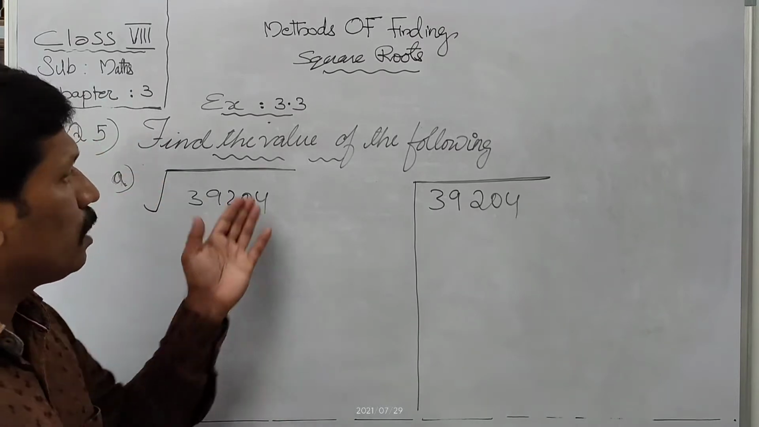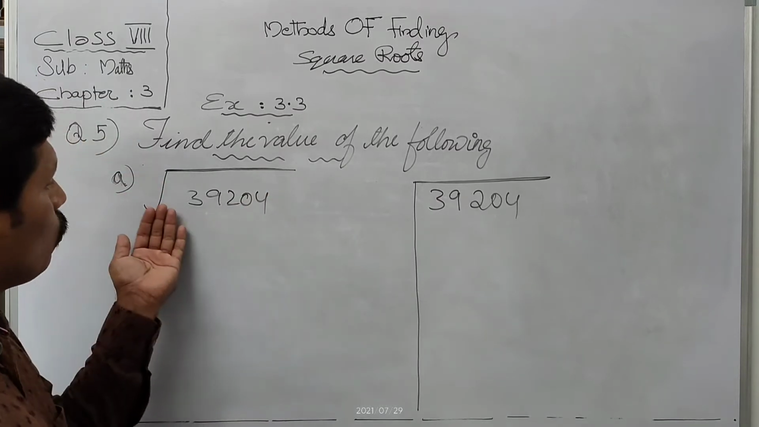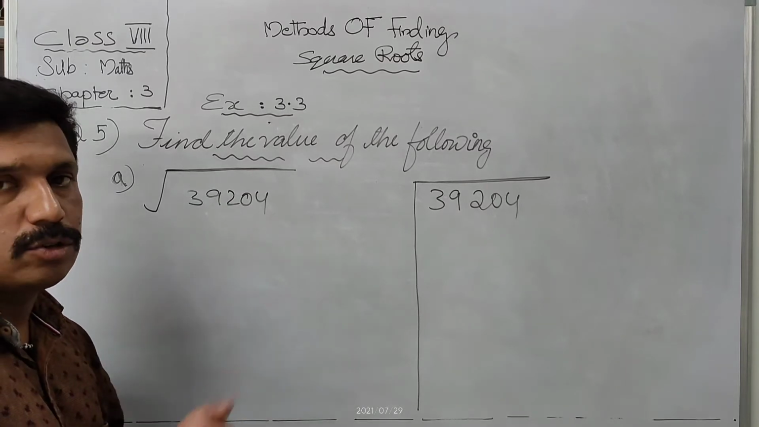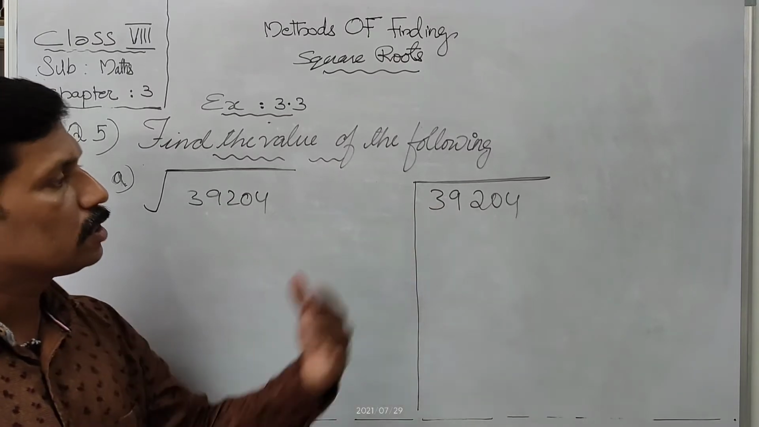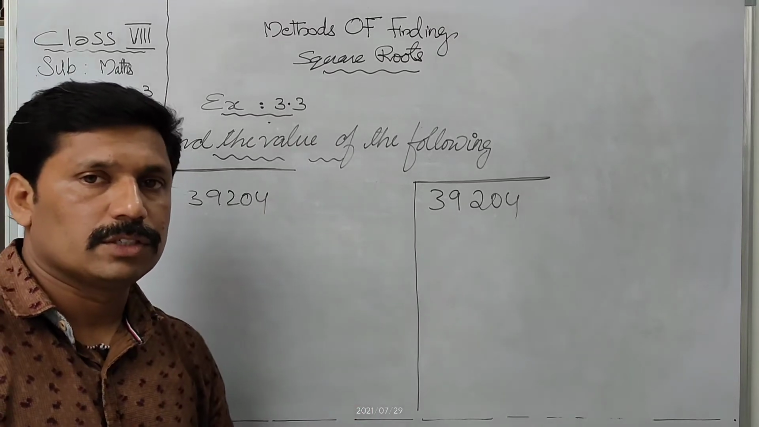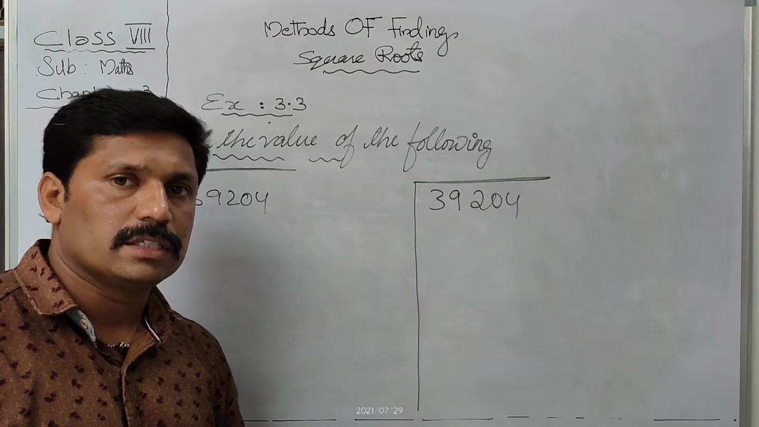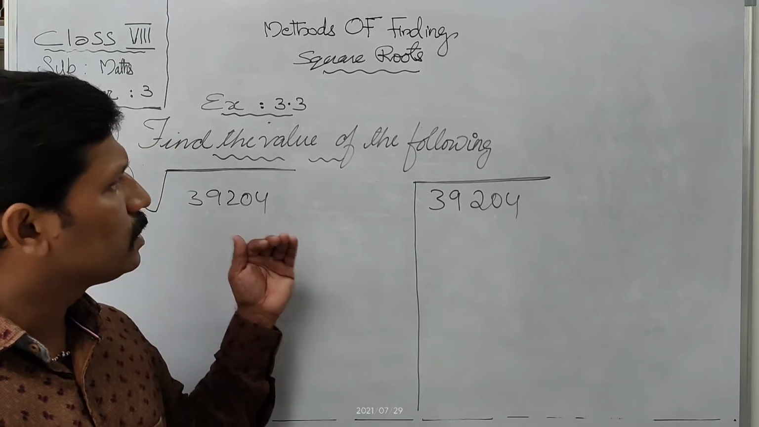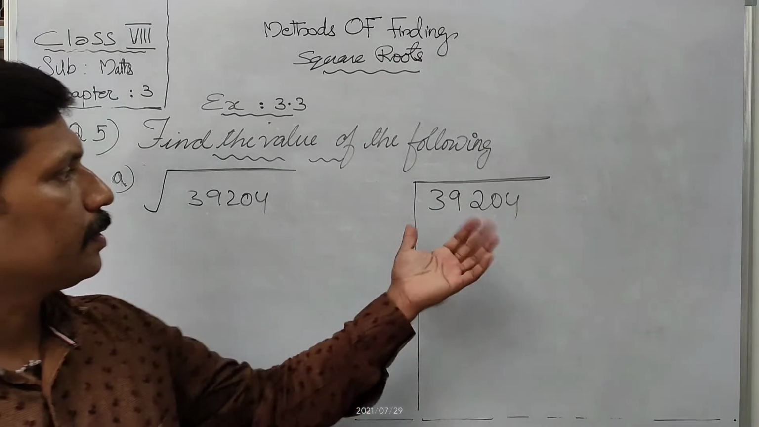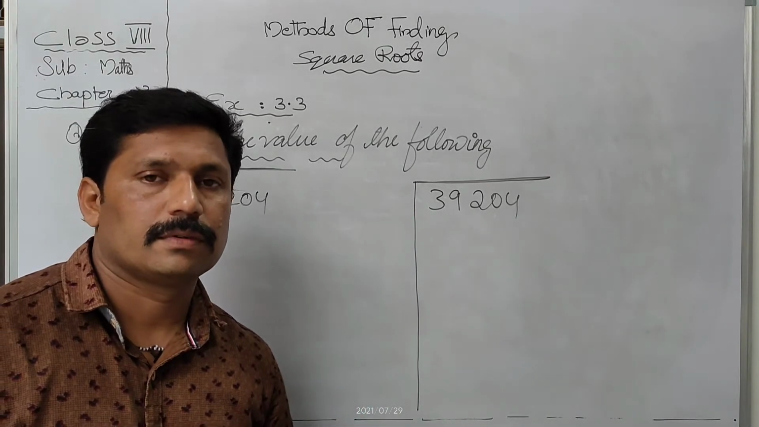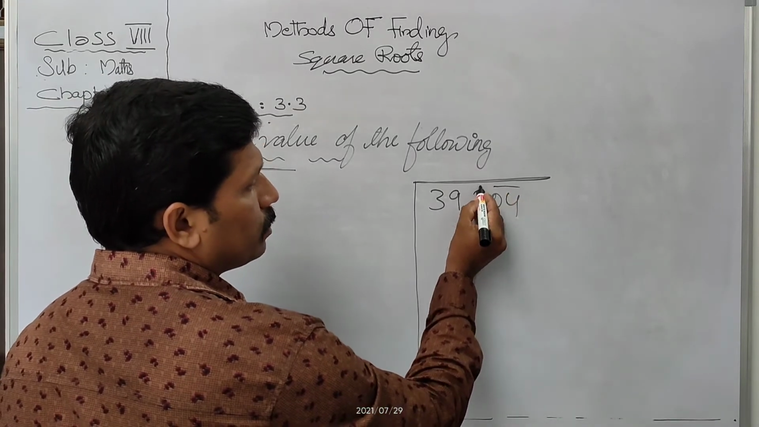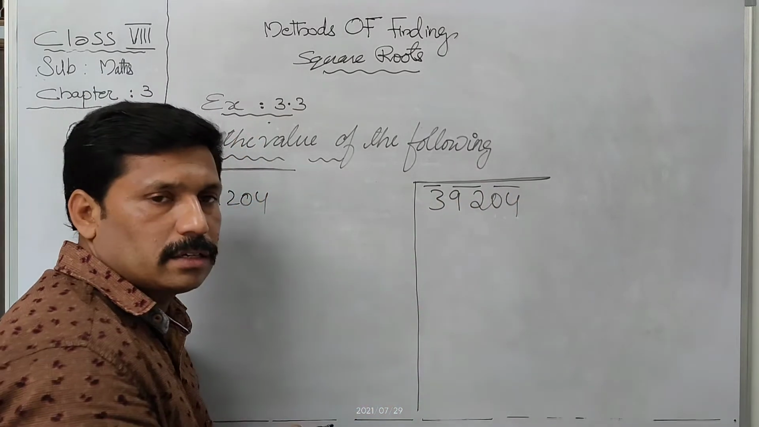And then the 5th question: find the value of the following. Here root of 39,204. Here it is not mentioned which method, so we use the long division method. In bigger numbers, I think the long division method is easy to perform. As there is no particular method mentioned, we can take the long division method. So first we group from here in 2 digits and then we start.